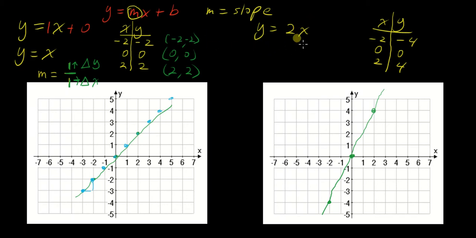Okay, what's m here? My b is 0. What's m? Well, m is 2. Okay, this is not a fraction, so we need to make it a fraction. Now let's look and see if for every x positive we go, do we go positive 2 y's? Let's see if that's the case.